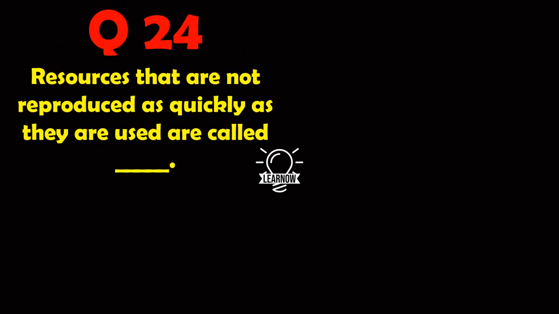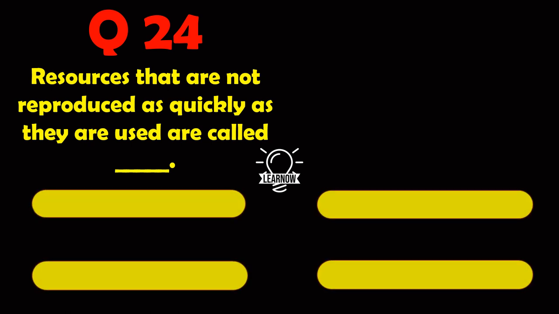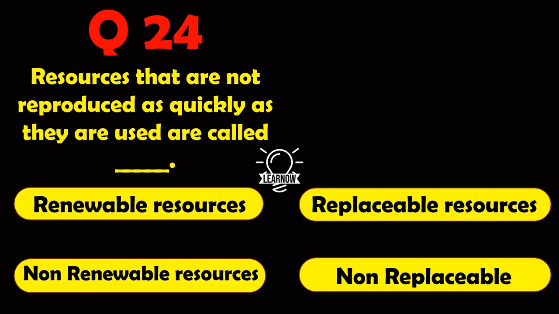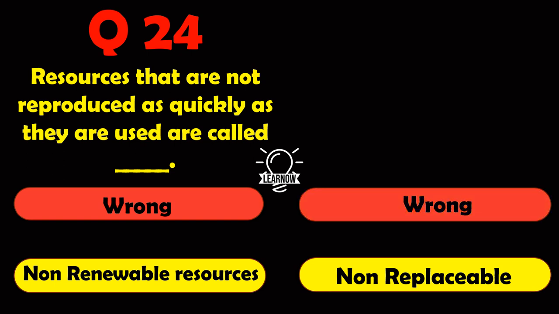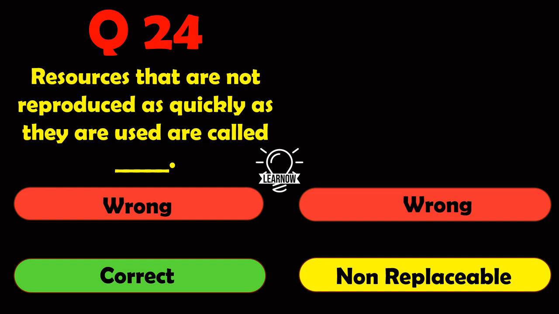Resources that are not reproduced as quickly as they are used are called dash. Let's see the examples. Renewable resources, replaceable resources, non-renewable resources, or non-replaceable resources. So is it renewable resources? No, it is wrong. Is it replaceable resources? It is also wrong. So non-renewable resources will be the correct answer.